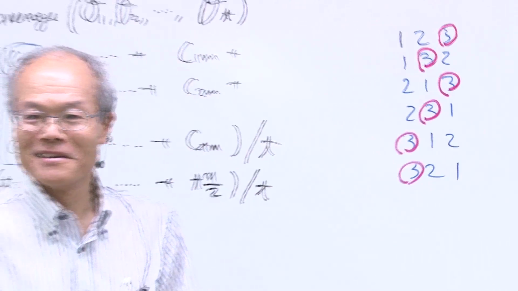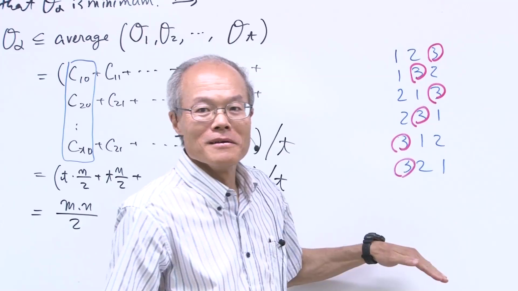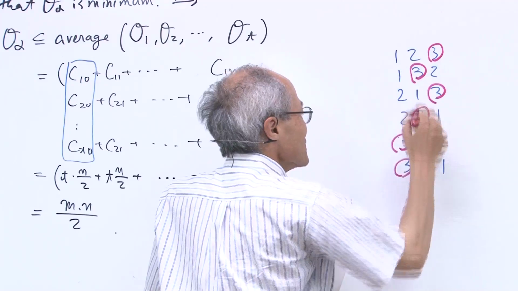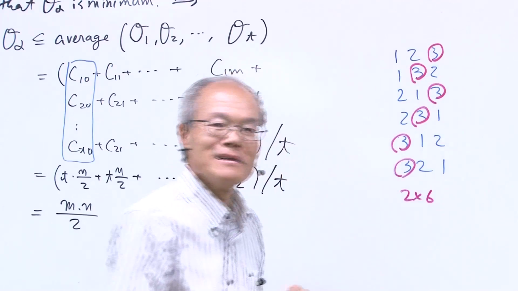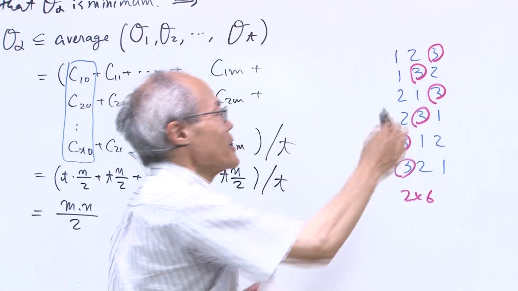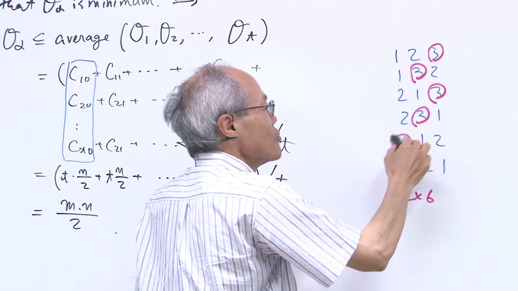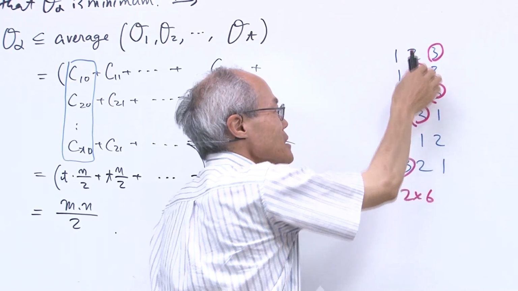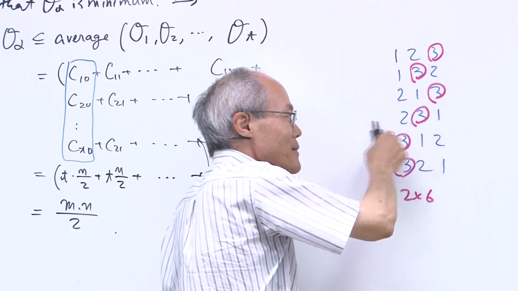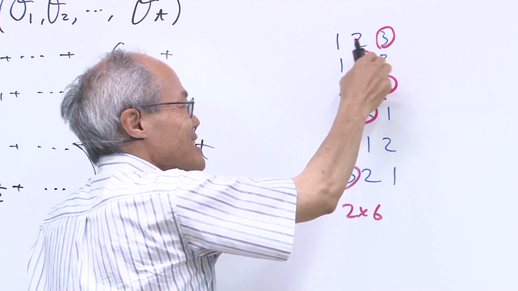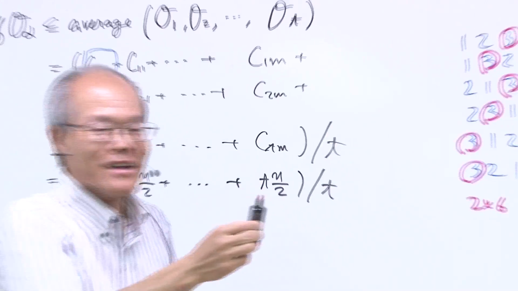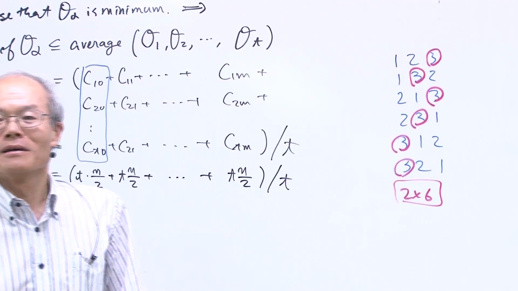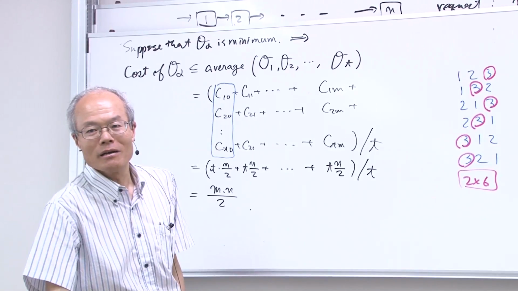What is the cost? What is the sum of the cost? The sum of the cost is, of course, 2 times 6. Okay, this is 3, 2, 3, 2, 1, 1. That means the average, n over 2. In this case, n is 3, but it's a little complicated, but the idea is n over 2 times 6. This is the cost.